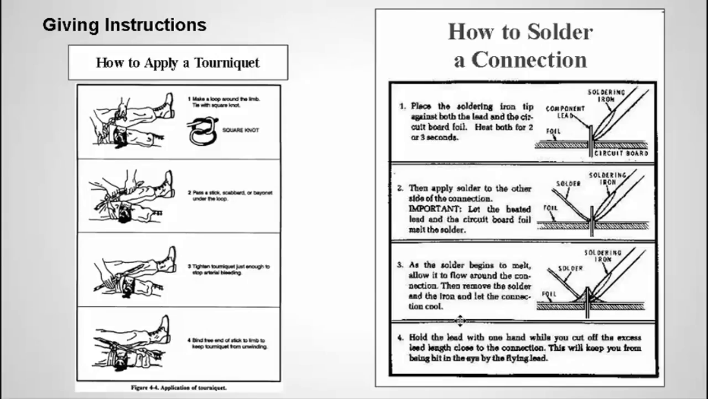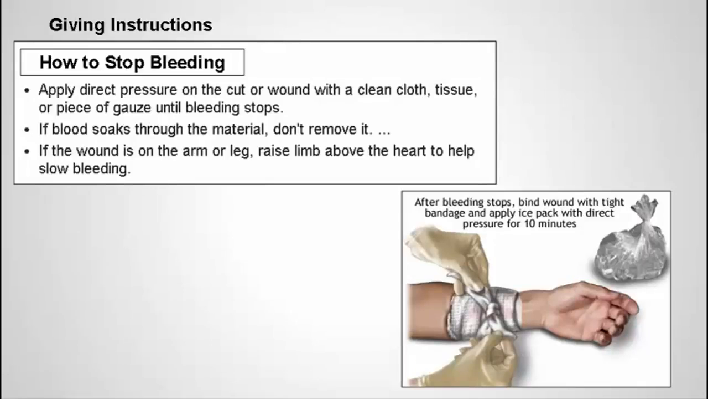So there you go. Those are some ways to use the imperative. One last one. How to stop bleeding. Okay, this is not a question. First, apply. Then don't remove it if something happens, and then raise it if some situation exists. And then here, after the bleeding stops, bind the wound and apply ice. Okay, use direct pressure. So these are all forms of the imperative.